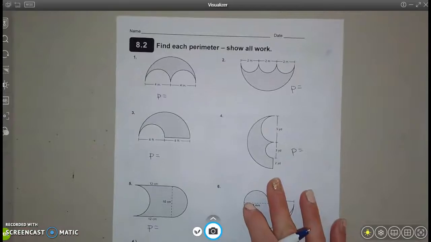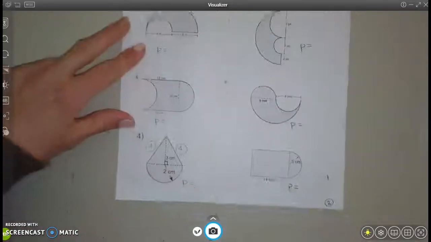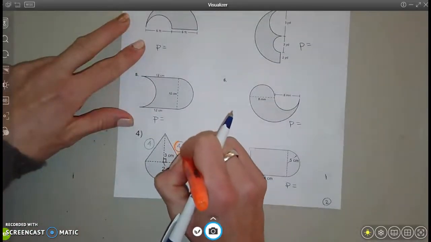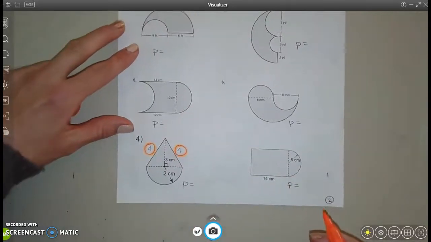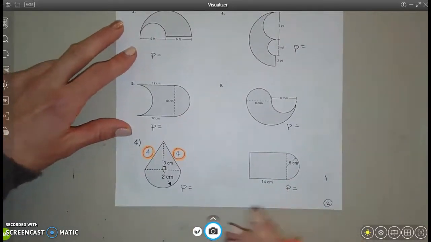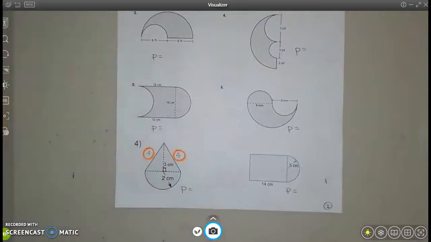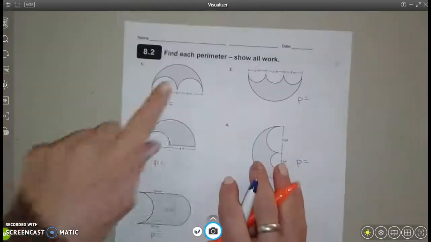First thing I want to tell you on this back side is that there's a typo. This number was left off. It's not exactly 4, but it's close enough. We're just going to use 4 here for the answer. That's something that should have been on your copy, so add that. Okay, and then let's go back up and do number 1 together.